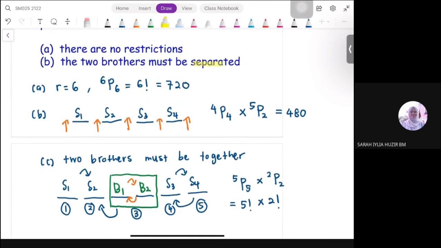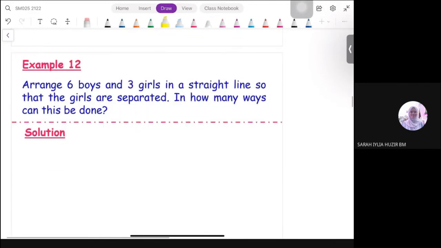Separated case dengan together. Okay, so for separated case, awak kira tempat. Ingat ada berapa space yang boleh letak, awak letak orang tu. Kalau together case, kita ikat sebagai satu case and then kita susun. Okay, nanti dah banyak-banyak exercise, awak dah nampak lah pattern macam ni. Okay, kita go to the next example.